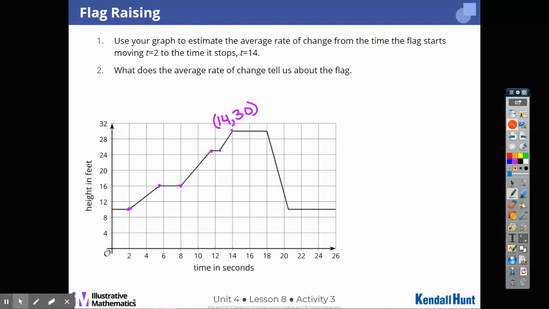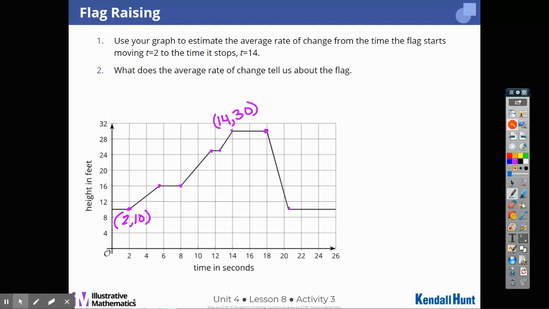And then it stayed there until about 18 seconds and started to go down pretty quickly. And then it stopped at 10 feet where it started. So what I want you to do is calculate the average rate of change between when it started moving at 2 seconds and when it reached its maximum height at 14 seconds.